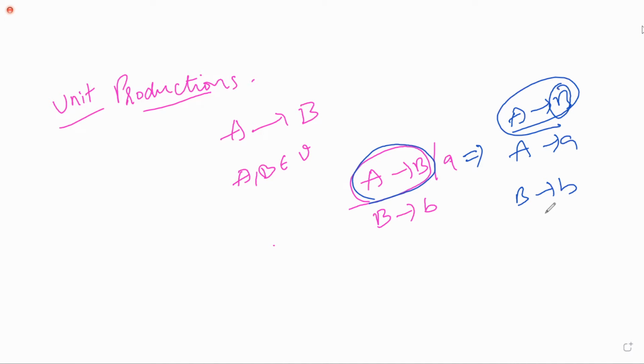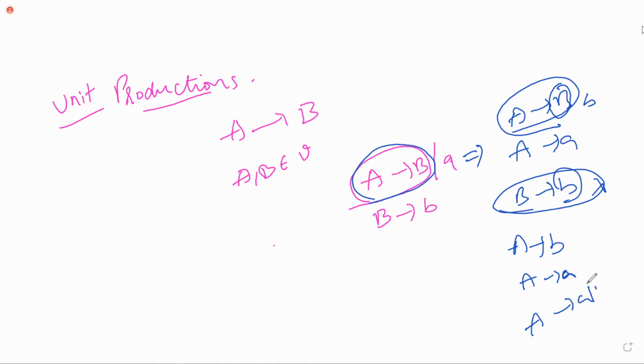Instead of this B, can I replace the B value here directly? Which means A to B, A to A. So this I have removed, because A to B is a unit production, and whatever B is deriving, I have replaced. So I'm removing this particular production. Now you can write this as A to A or B. Am I clear with this, ma'am? What is a unit production? I think I'm clear with this, right?